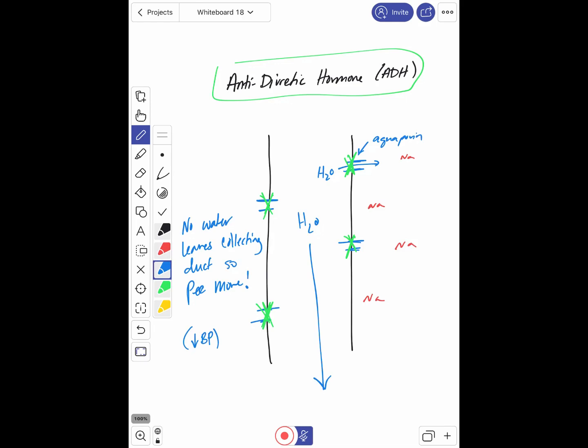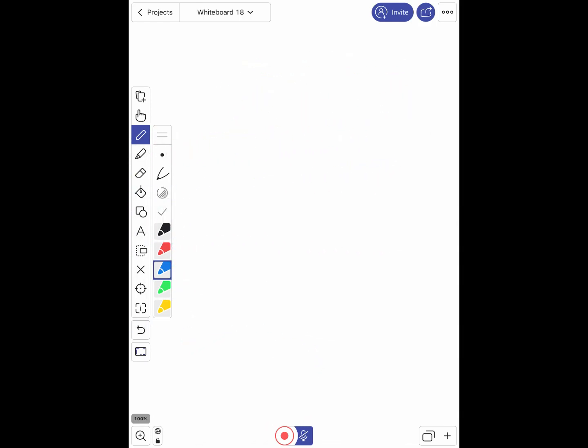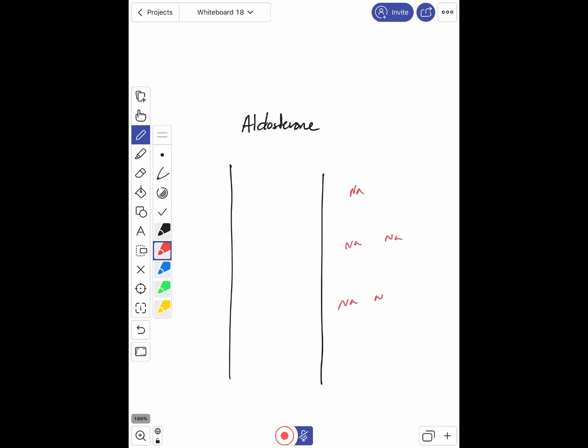So the next hormone I'd like to talk about is aldosterone. And aldosterone is sort of the yin to ADH's yang. What aldosterone does is it increases the absorption of sodium into that area around the medulla.